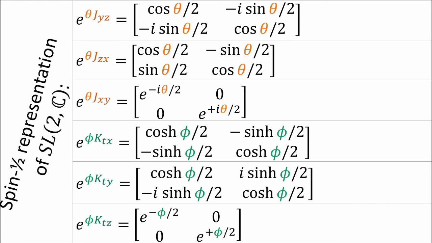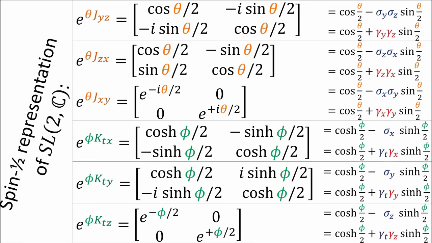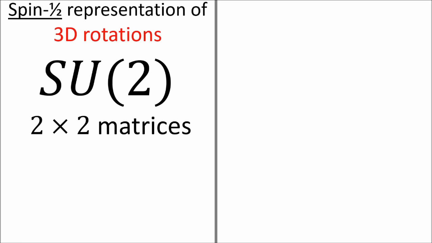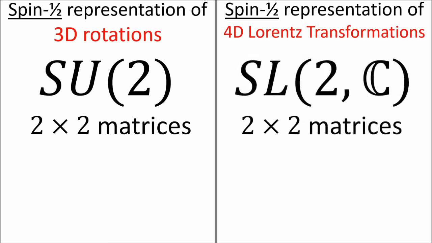We can also interpret the SL2C Lie group members in these three ways as well. Either as SL2C matrices, as members of the CL3 Clifford algebra, or as members of the spin 1-3 group in the Clifford algebra CL13. I talked about spin groups in video 12 in this series. So we've discovered the spin 1/2 representation for 3D rotations, which is SU2 matrices, and the spin 1/2 representation for 4D Lorentz transformations, which is SL2C matrices.